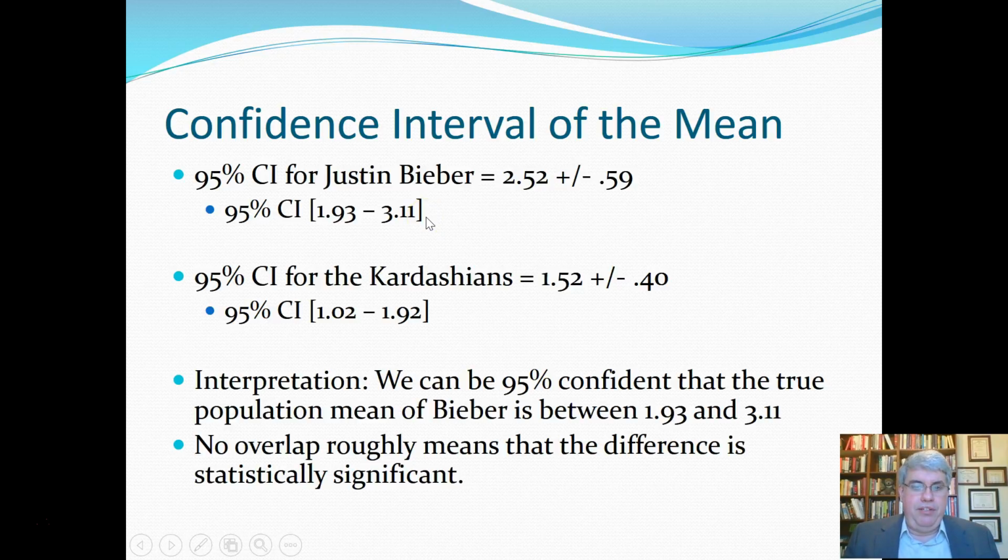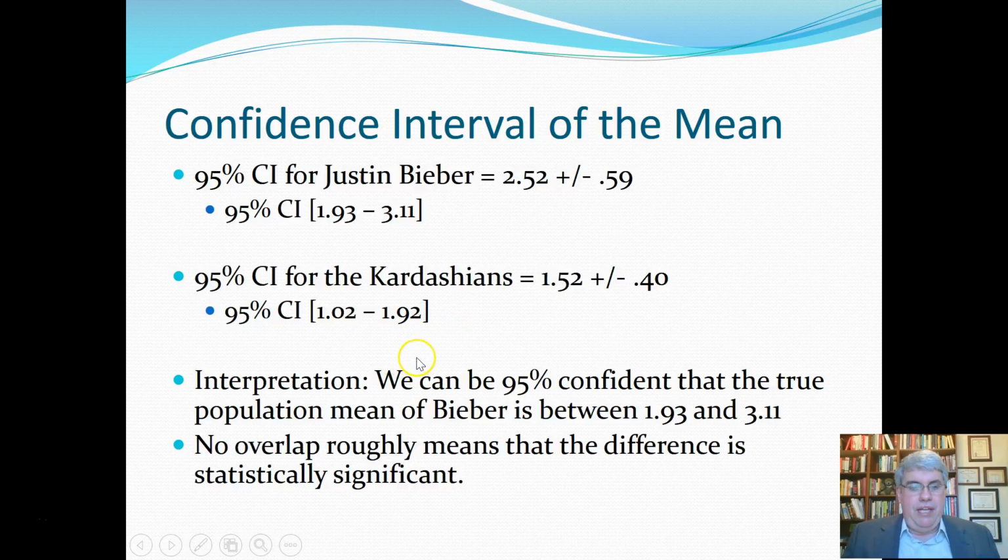And so we can be 95% sure that if we surveyed all the grad students at APU, how much they'd like Justin Bieber would be 2.5 plus or minus 0.6 on a scale of 1 to 5 on how much they like Justin Bieber. And the same thing for the Kardashians, it would be 1.52 plus or minus 0.40, so about 1.0 to 1.92. Ooh, quite a bit lower.